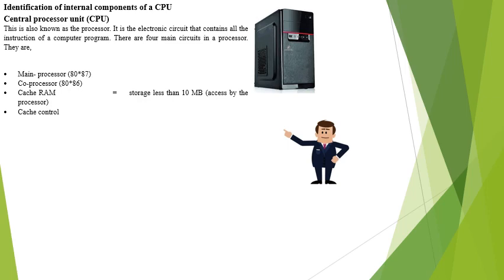So I have mentioned here the four main processors. The first processor is the main processor. The second processor is the coprocessor. The third processor is cache RAM. The last processor, the fourth one, is cache control.